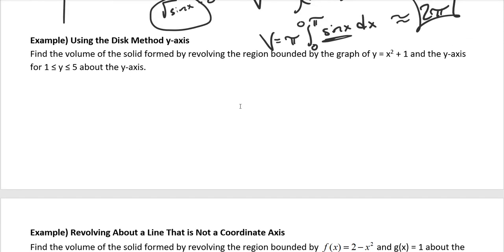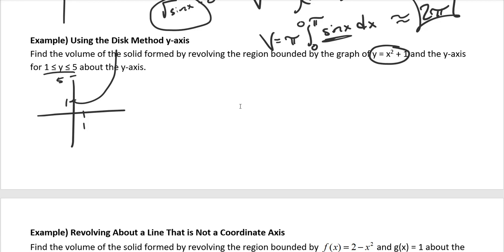Next one, using the disk method for the y-axis. So in this function, we have x squared plus 1. Because we're going from 1 to 5, the function technically is going to be x squared plus 1, so we know it's going to look like this. All right, we are going to go from 1 to 5. Oh, on the y-axis. Sorry. So this is 1, and then we'll say up here is 5 just for the sake of the graph.